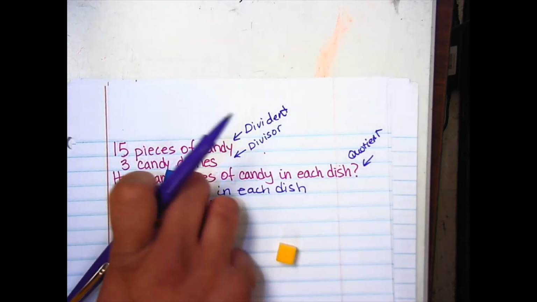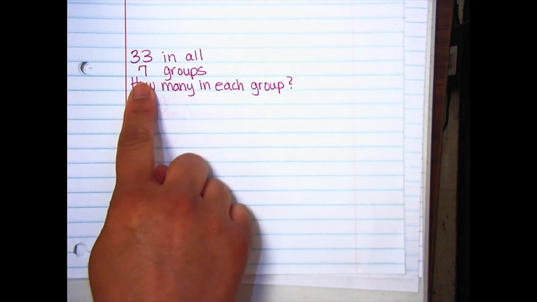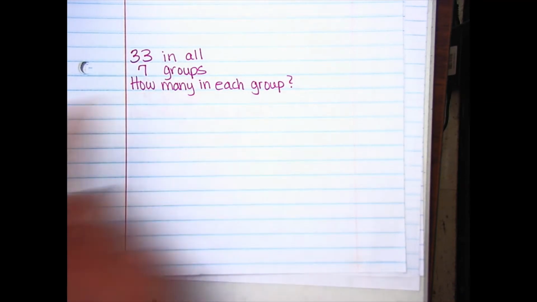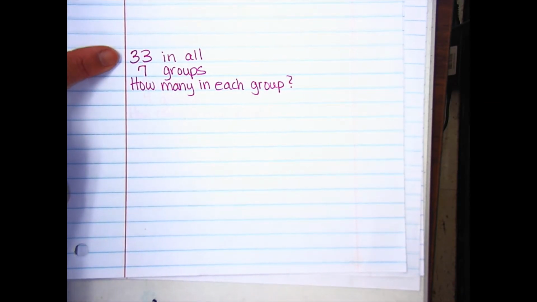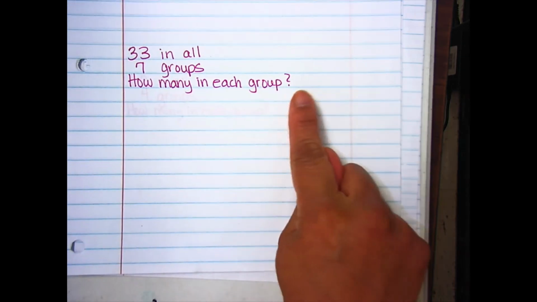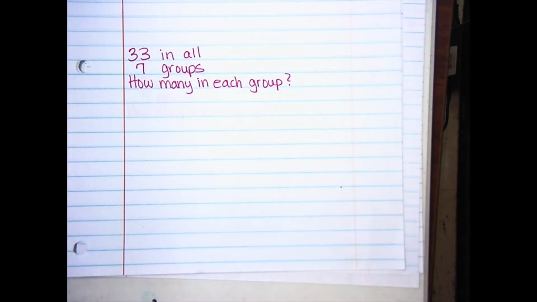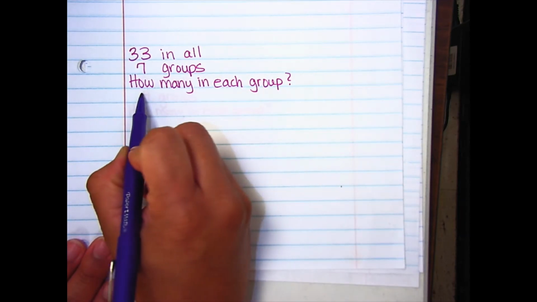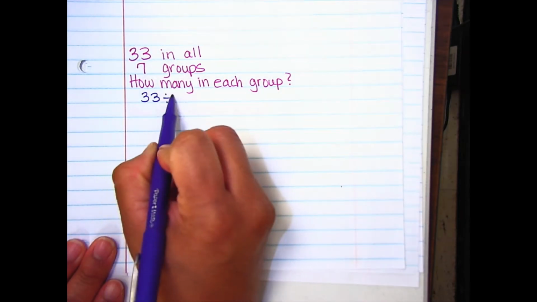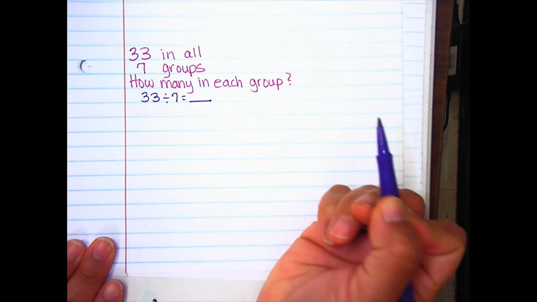Okay. 33 in all. 7 groups. How many in each group? My dividend, this is my dividend, divisor. My answer is going to be my quotient. So I'm going to do 33 divided by 7 equals my quotient.